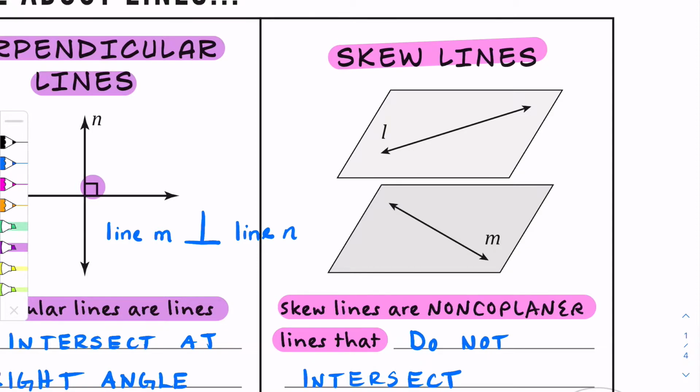So think of a line on the floor, think of a line on the ceiling, and imagine that they never touch. I mean, they couldn't touch. One of them is on the ceiling, one of them is on the floor. They will never touch if they continue on that surface. Those are considered skew lines.